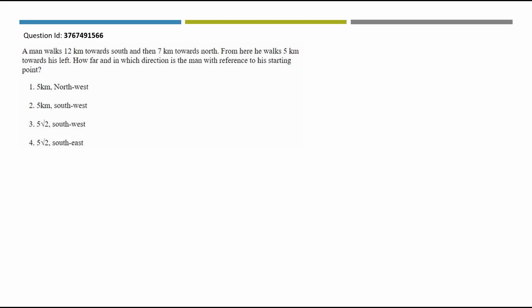A man walks 12 km towards south and then 7 km towards north. From here he walks 5 km towards his left. How far and in what direction is the man with reference to his starting point? So let's take the directions north, east, west and south. Let's take this to be the starting point of the man and he is traveling towards south. It is 12 kilometers here. From here he is moving 7 kilometers towards north. It means again he is moving upward. This upward part is 7 kilometers.